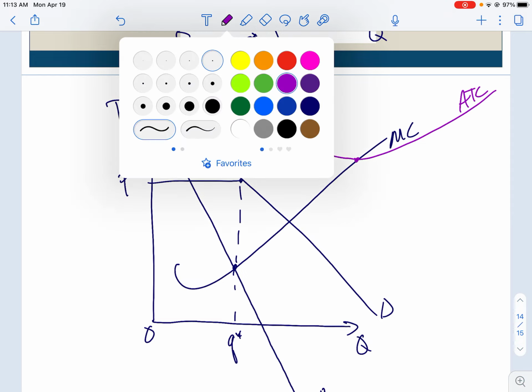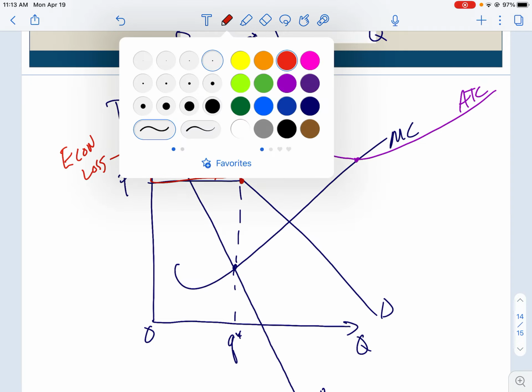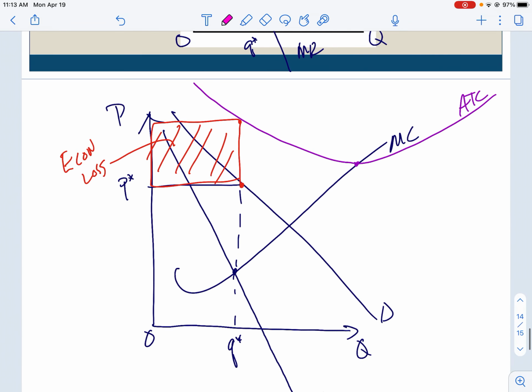So there's your average total cost curve. So now you can see at Q star, if they sell it here, but it costs them on average here, then they're losing this whole area in economic loss, right? And now, what color did I use for the pink, wasn't it? For the average variable cost curve, yeah. What if I can't cover my average variable costs? Right? What if my average variable costs look like this?